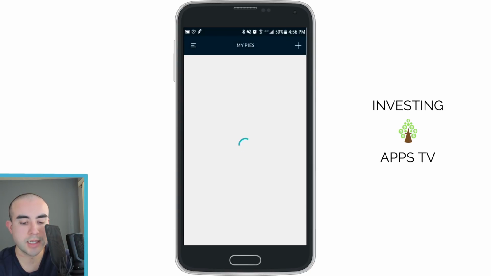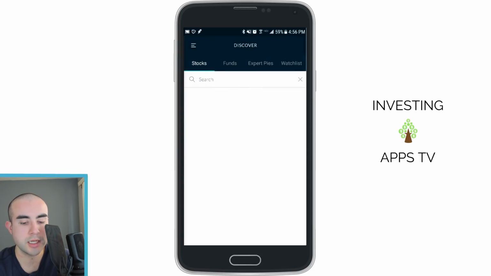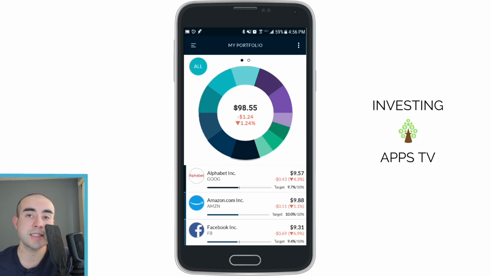So basically, guys, the app is very similar to the website platform. It's just in the format of an app here. But again, the functionality of the app is exactly 100% the same as the website. It just allows you to invest on the go with the app or at home on your desktop on the website version. And that pretty much sums up today's review of the M1 Finance app.